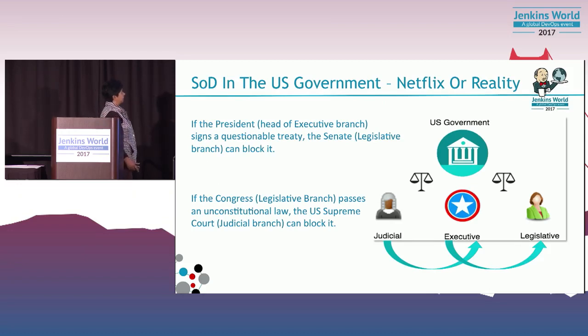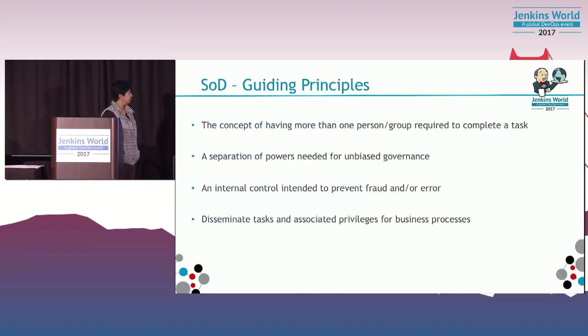But if the president, who is the head of the executive branch, signs a questionable treaty, the Senate, who's part of the legislative branch, can block it. Another example, if the Congress, who is part of the legislative branch, passes an unconstitutional law, God forbid, but then if they really do, the US Supreme Court, who's part of the judicial branch, can block it. So you kind of get the idea. It means why it's divided into 3 branches.